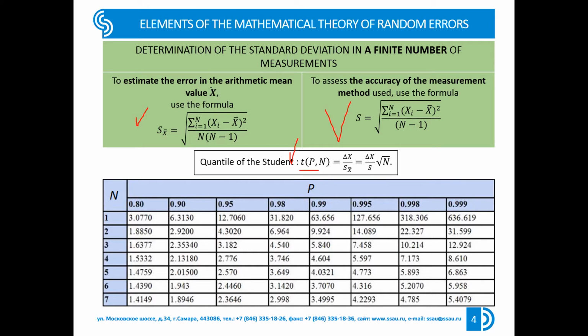And this value, called the quantile of the student, is given in appropriate tables. An example of such a table is shown on the slide. This allows for a given level of reliability P for n measurements to estimate the confidence interval by first calculating the standard deviation. The inverse problem can also be solved.